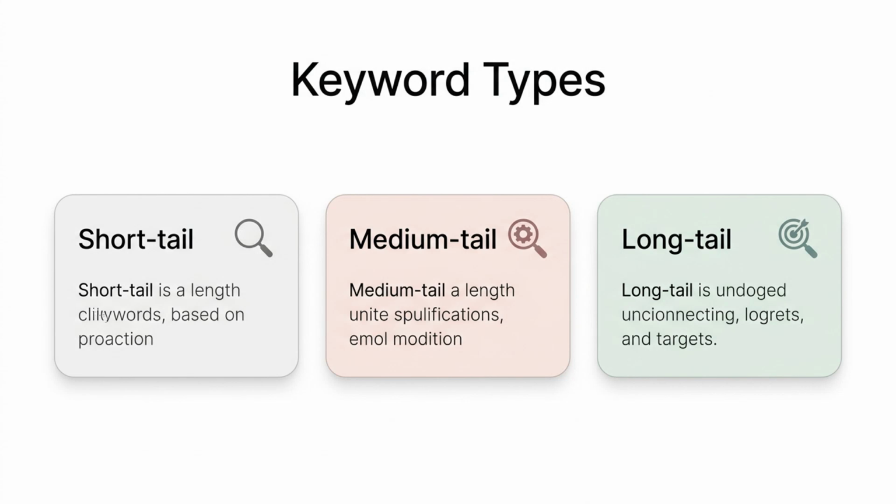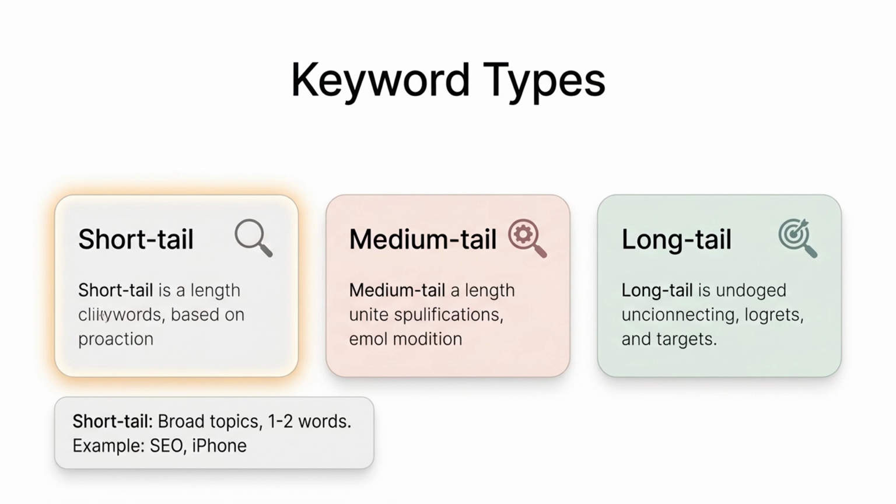Continuing our discussion on keywords, let's dive into the different types based on their length. Understanding these categories is crucial for an effective SEO strategy. We generally classify keywords into 3 main types: short tail, medium tail, and long tail. First, we have short tail keywords. These are typically 1 or 2 words and represent very broad topics. Think of words like SEO or iPhone.